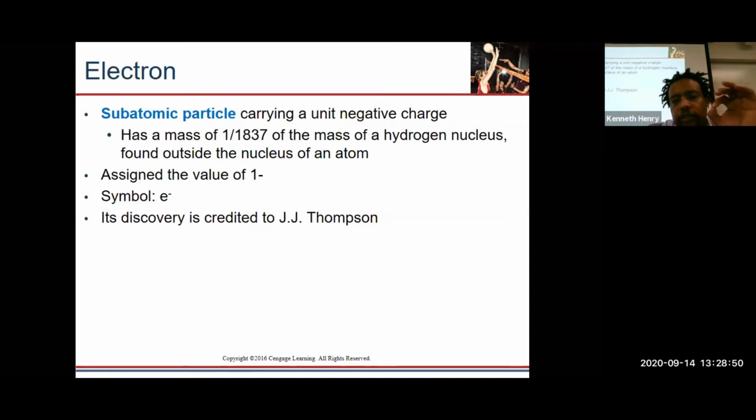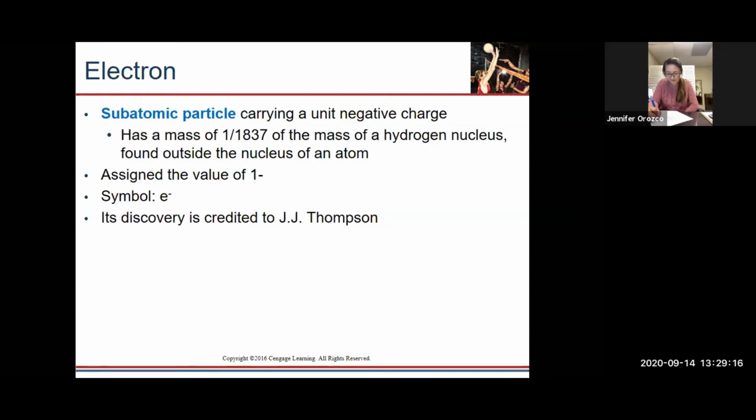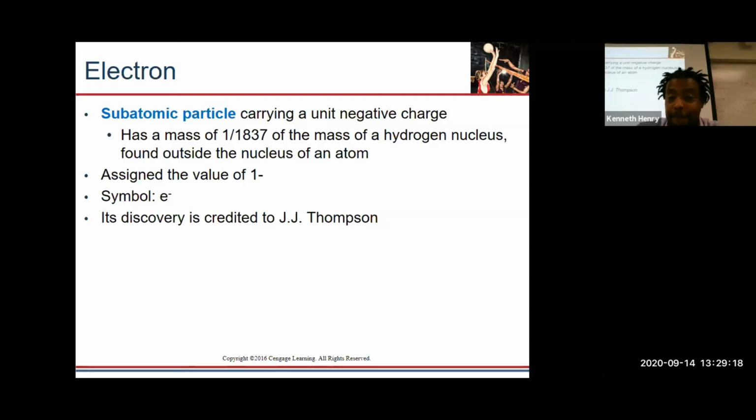So the electron is kind of like putting a speck of dust on a proton. Proton is going to be the majority of the weight. For instance, if a proton weighs 1, an electron weighs 1 over 1,837 of the mass of a proton. That's tiny. Yeah, it's really, really tiny, right?